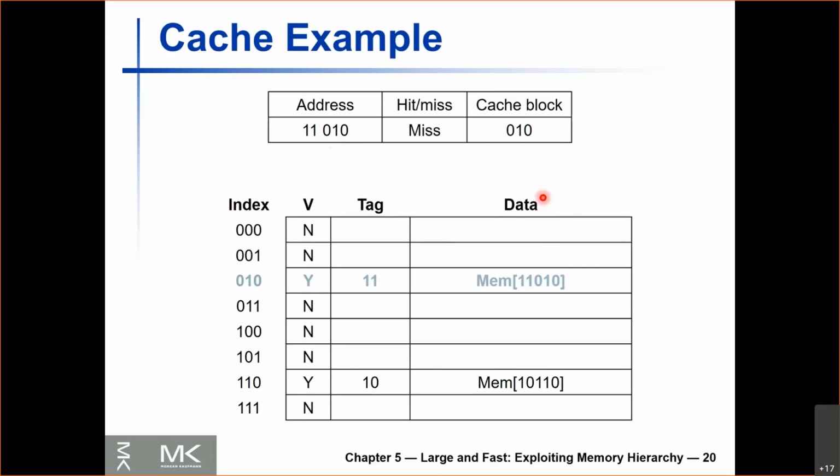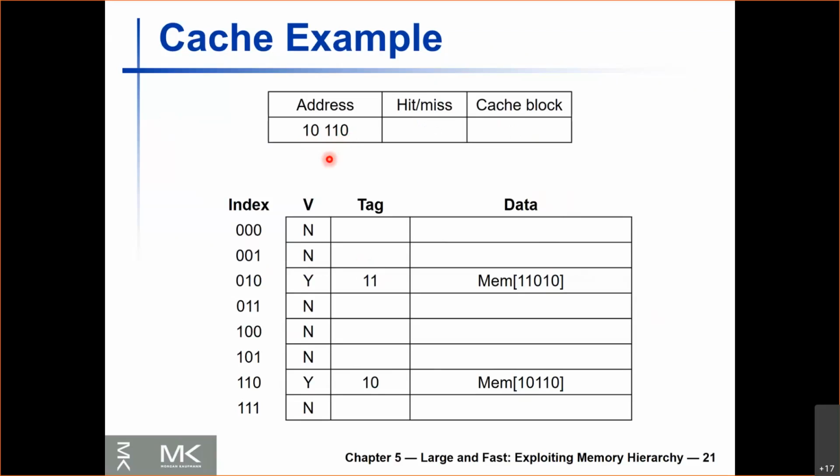So I'm going to bring the data from the address 11010 and put it here. And I'm going to set the valid bit to 1. And I'm also going to store the tag. And where did this tag come from? Where did the 11 come from? It came from these remaining 2 bits here, 11. So now another access comes along, 10110.